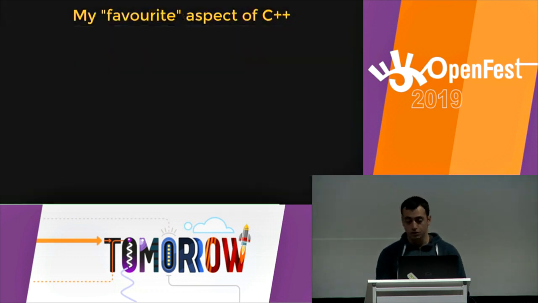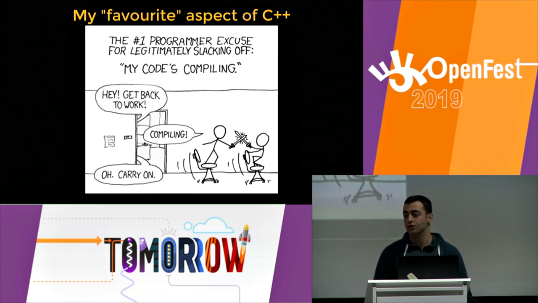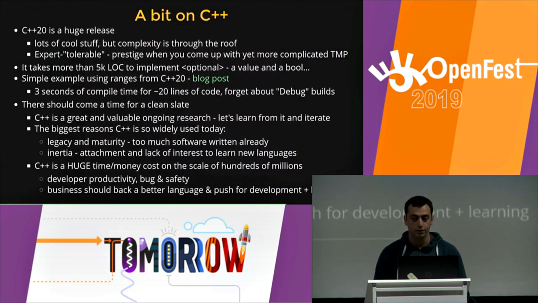So, a little bit about C++. I really love this meme because it's in every day with me. I guess this is the everyday life of any C++ programmer. Sometimes we have to wait for tens of minutes or even hours just to get a compilation. C++20, huge release, really cool stuff, but it's even more complex than ever before. And people say that C++ is expert-friendly, but I say that it's expert-tolerable. I mean, they barely, in my opinion, tolerate it.